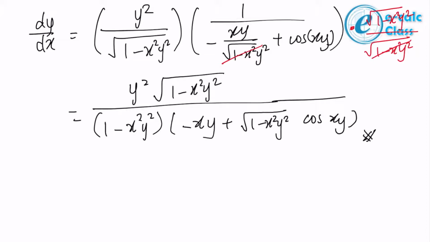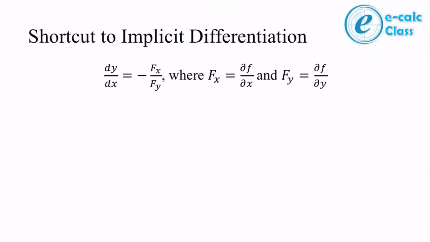So after doing these 3 questions, after I told you the variable agree, variable disagree pattern, there is actually one more shortcut for implicit differentiation. And actually I made a video somewhere in September or October last year, which is this one. dy/dx equals negative fx over fy, where fx is del f over del x and fy is del f over del y.